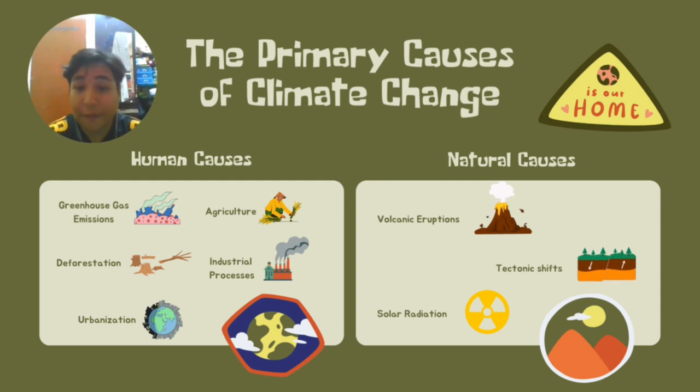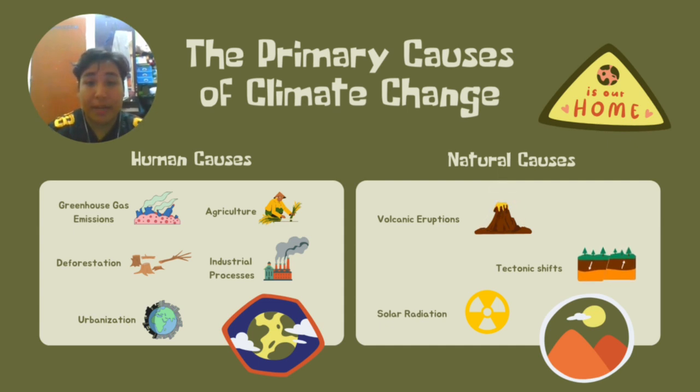Next will be deforestation. Trees absorb CO2 during photosynthesis, acting as carbon sinks. Deforestation reduces the number of trees available to absorb CO2, resulting in higher levels of greenhouse gases in the atmosphere.